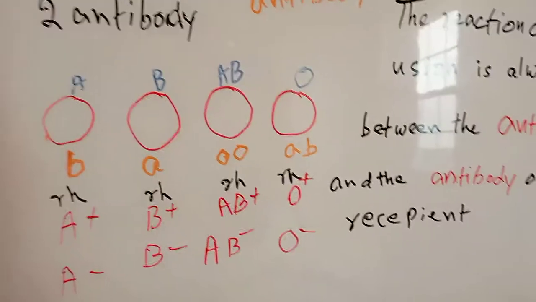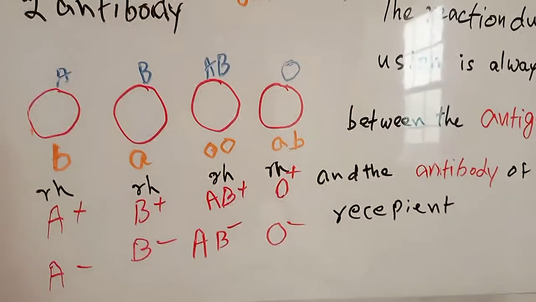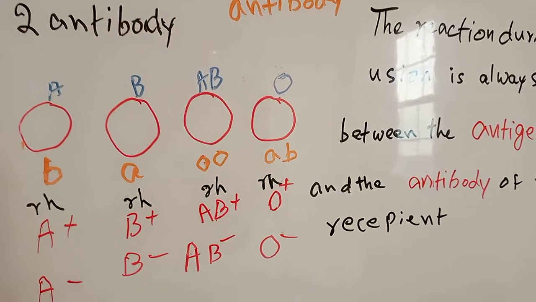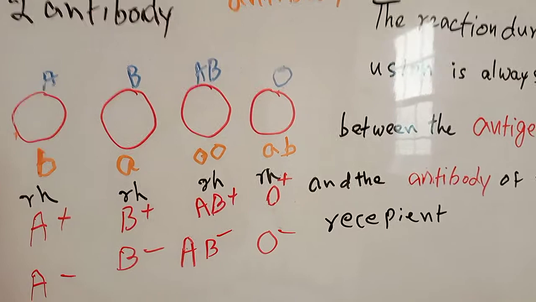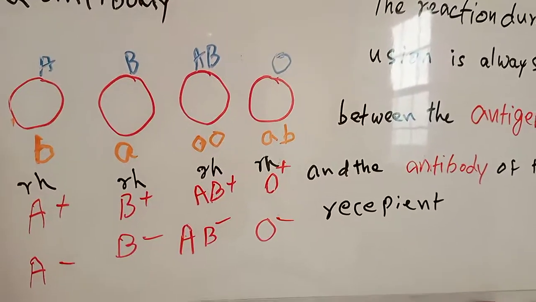If A antigen is present, blood group is A. If B antigen is present, blood group is B. If both the antigen are present, A and B, blood group is AB. And if none of the antigen is present, blood group is O.